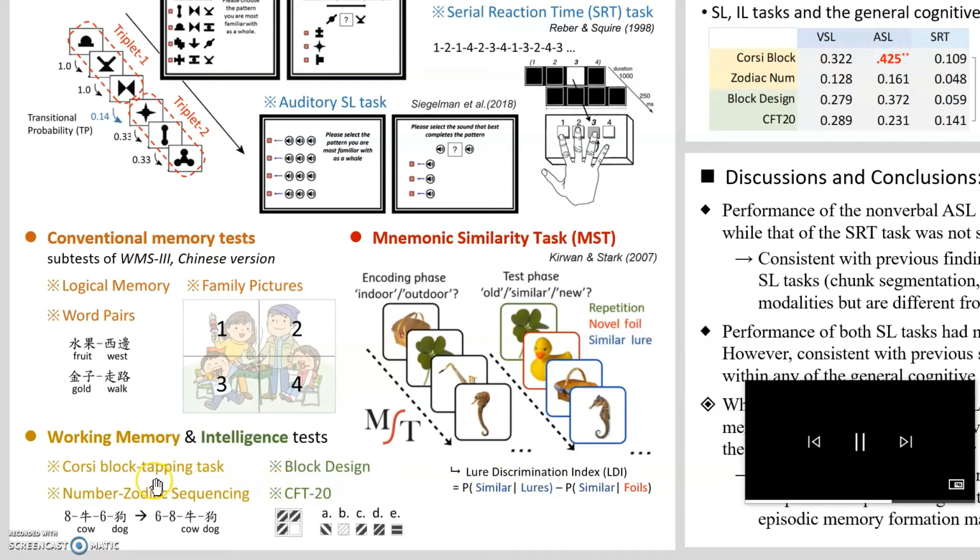The general cognitive ability tests we used include 2 working memory tasks, which are the Corsi block tapping test and the number zodiac sequencing task, and 2 intelligence tasks, which are the block design task and the culture fair intelligence task. Both the number zodiac sequencing task and the block design task are from the Wechsler Adult Intelligence Scale, 3rd edition Chinese version. The culture fair intelligence task will be like this. Participants were asked to observe the rules of the figure and select the most suitable option to fill in the blank. There are 12 questions in total, and the time limit is 3 minutes.